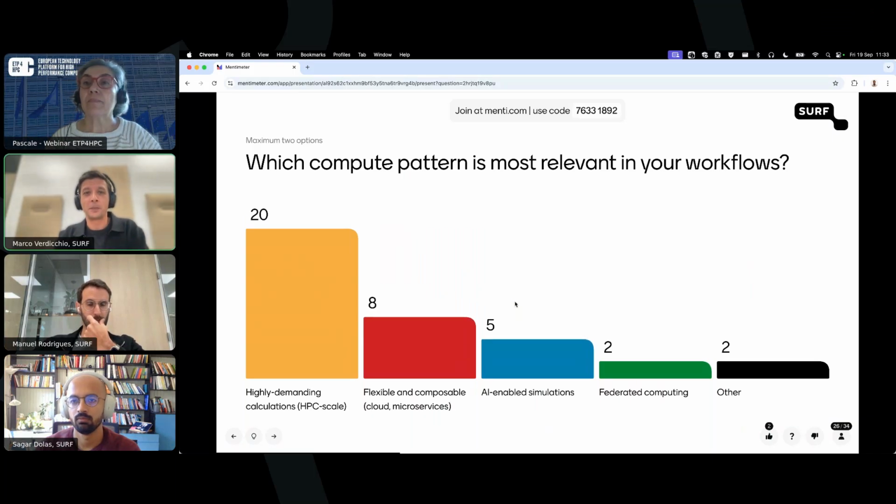Expected from the response of the previous question. Highly demanding HPC scale seems to be the majority here.